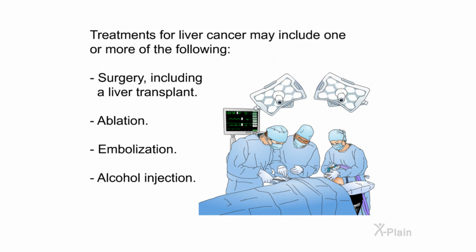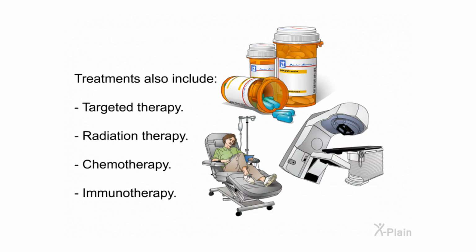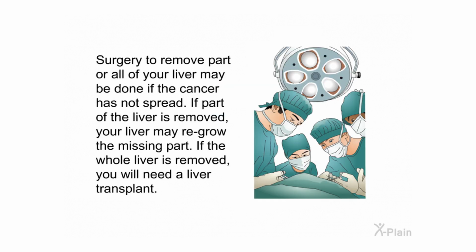Treatments for liver cancer may include one or more of the following: surgery, including a liver transplant, ablation, embolization, alcohol injection. Treatments also include targeted therapy, radiation therapy, chemotherapy, immunotherapy. Surgery to remove part or all of your liver may be done if the cancer has not spread. If part of the liver is removed, your liver may regrow the missing part.